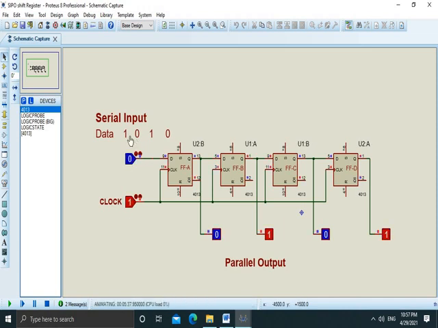See, after 4 clock pulses, 1010 data is loaded into the flip-flops, so we can enter the data serially and take out the data in parallel. So this is a serial in parallel out shift register.